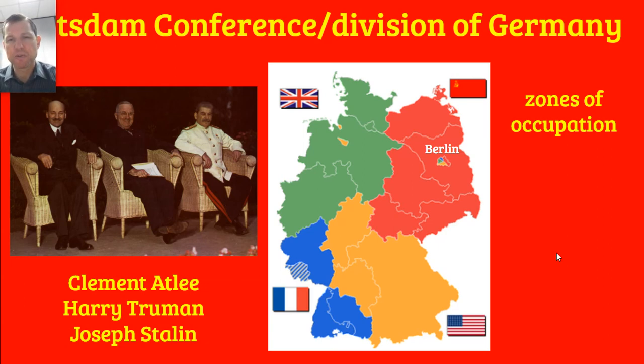But these 4 countries would then occupy Germany for a period of about 5 years while Germany's government was reconstituted. The goal in the long run was for Germany to eventually become a free, independent, self-governing, and whole country again.